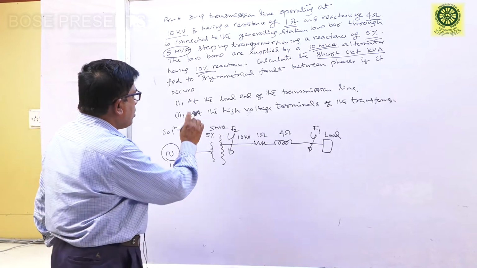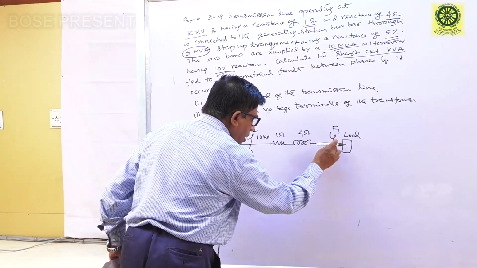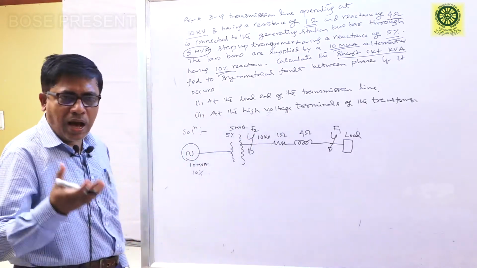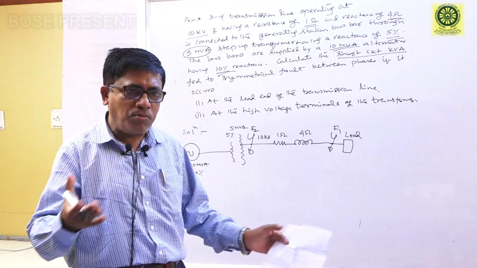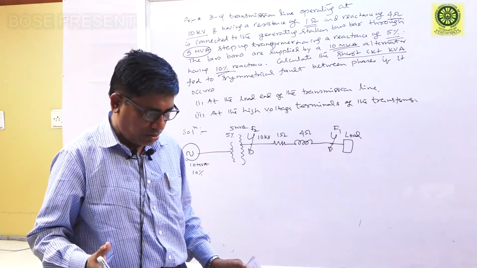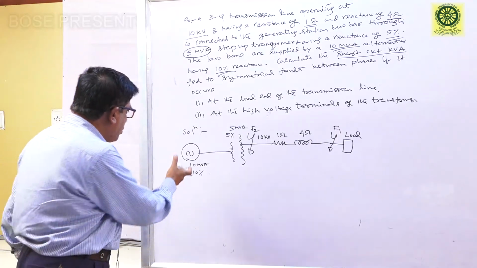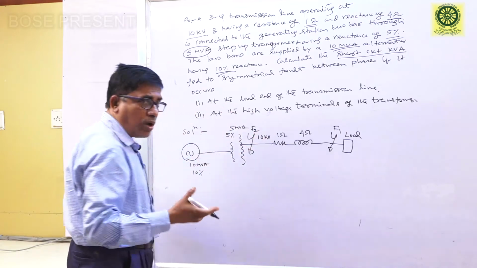So you have to calculate the fault short circuit kVA at this point, and you have to calculate the fault at this point. So how can you calculate the fault short circuit kVA? Now the formula is there. Already you have studied. So first you have to choose a base kVA. This is 10 MVA, this is 5 MVA, this is 10 kV. So how can you calculate?